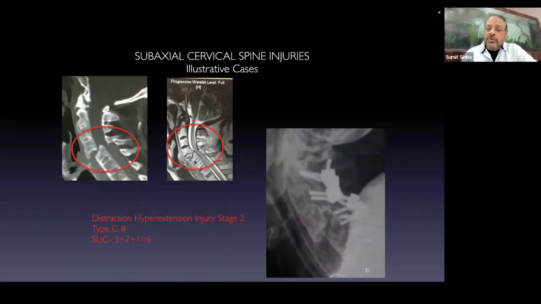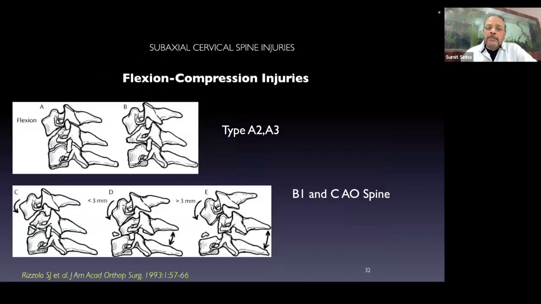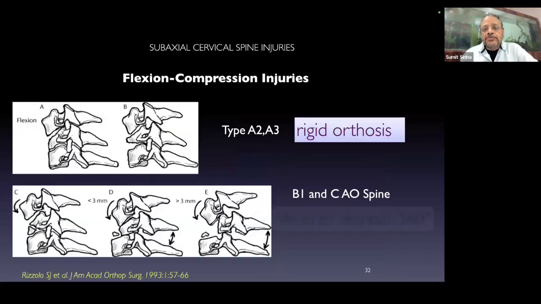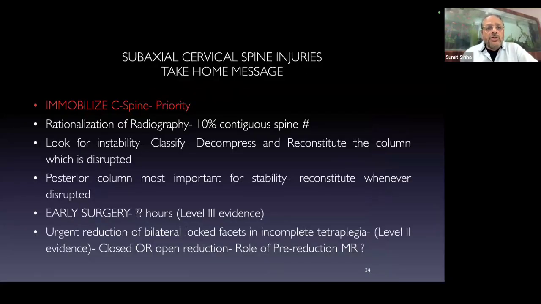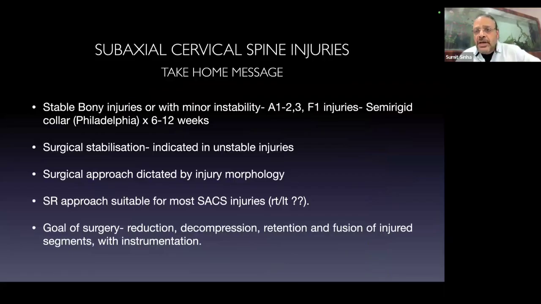Right from C2 to T1, multi-level fixation has to be done to achieve solid, robust fusion. My take-home message is that stable bony injuries or those with minor instability, for example type A1, A2, and A3 or F1 injuries, can be managed with a soft collar or a Philadelphia collar for a maximum of 6 to 12 weeks. Surgical stabilization is indicated in unstable injuries.